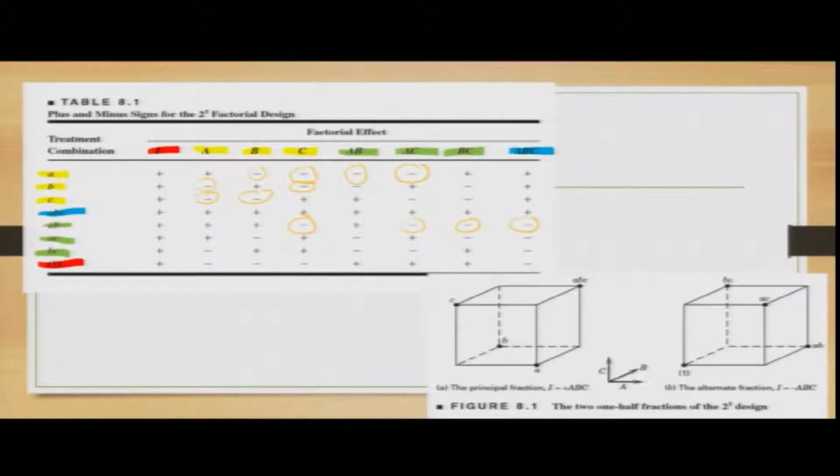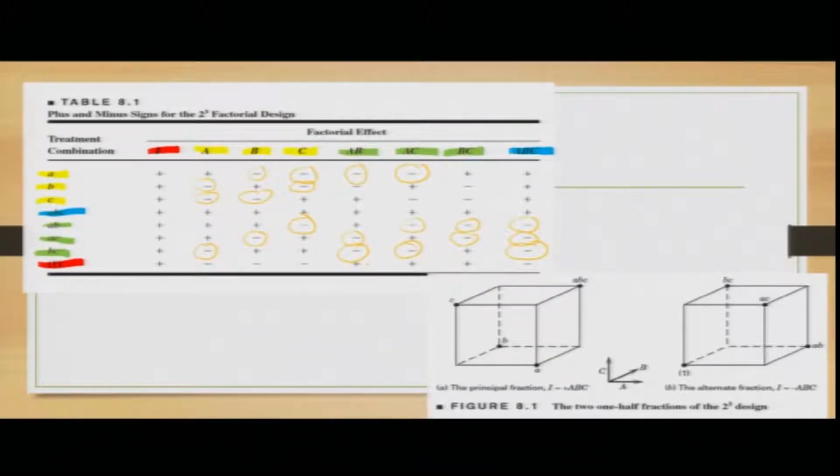Similarly, when I take AC, let us consider where the minuses are. AB is minus because there is no combination of C, BC is minus because there is no combination of A, and ABC is there because there is a combination effect of C. When I consider AC with B, it is minus. Similarly, for BC this will be minus, AB would be minus, AC would be minus, and ABC would be minus, and then you can find out the combinations of positive and negative.